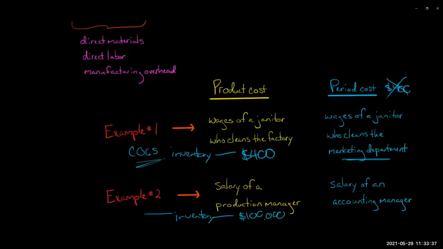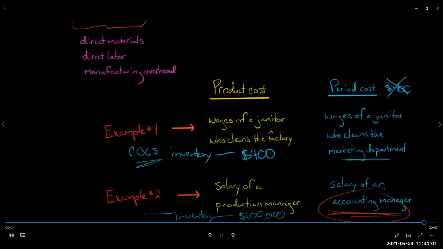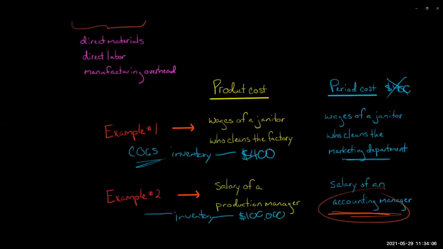But if we're talking about the salary, so again, same company, Tesla, manufacturer, we're talking about a salary of $100,000 paid to an accounting manager at Tesla, then we say, okay, that's going to be a period cost. Even though Tesla is a manufacturer, the performing of accounting services for Tesla is not a manufacturing related function. So this accounting manager's salary, when we owe them the $100,000, we're just going to expense that in the period that it's incurred. It's not going to become attached to inventory or go through cost of goods sold.